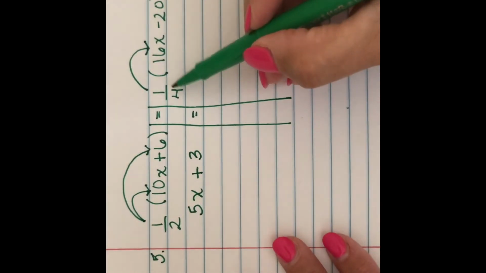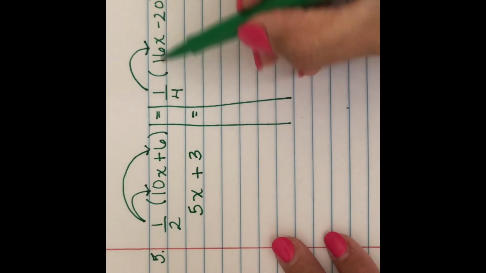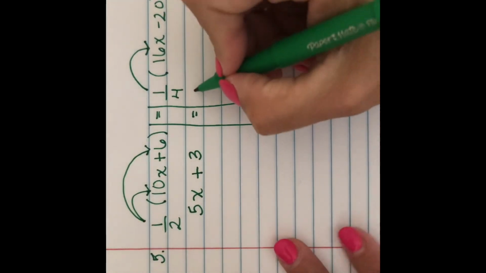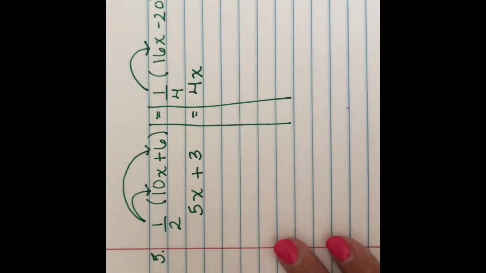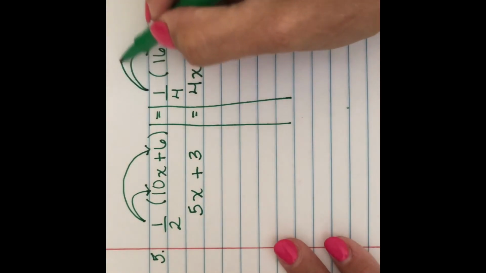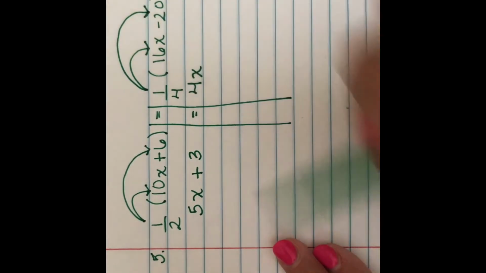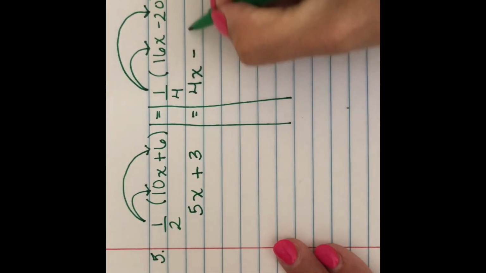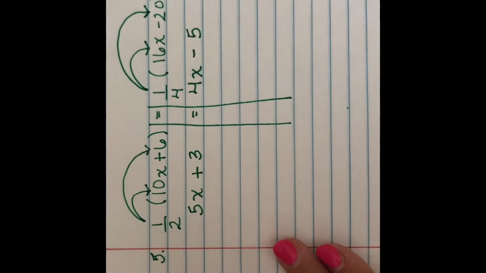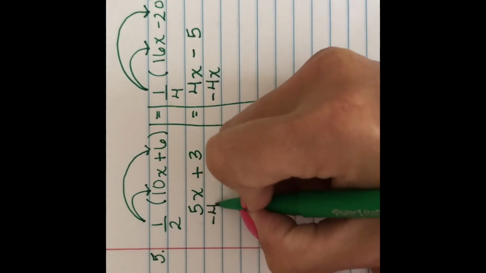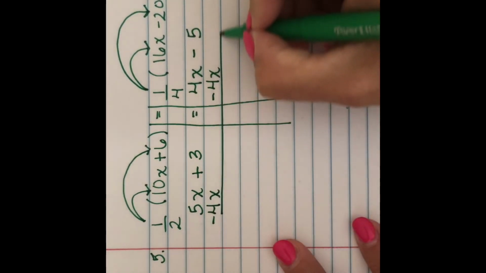Remember that when I multiply by 1/4, it's the same as dividing by 4. I want to know what 1/4 of 16 is. So 16 divided by 4 is 4. So that's 4x. 1/4 of negative 20 is the same as negative 20 divided by 4, which is negative 5. I look for my smallest variable, that would be this 4x, so I'm going to subtract that from both sides.